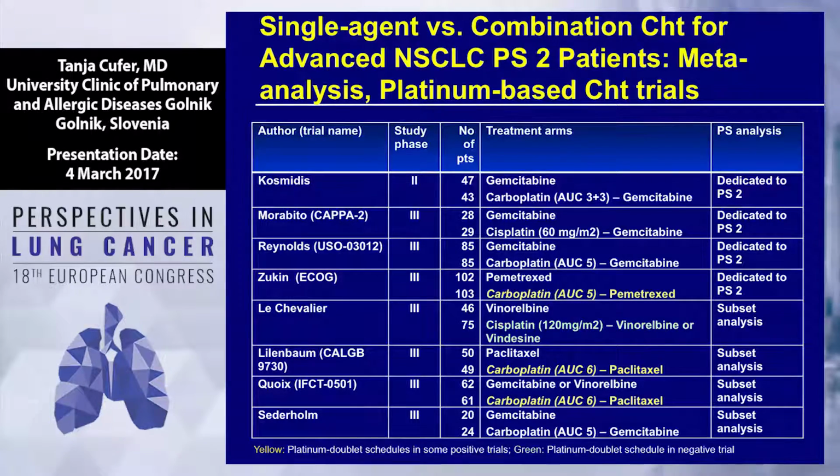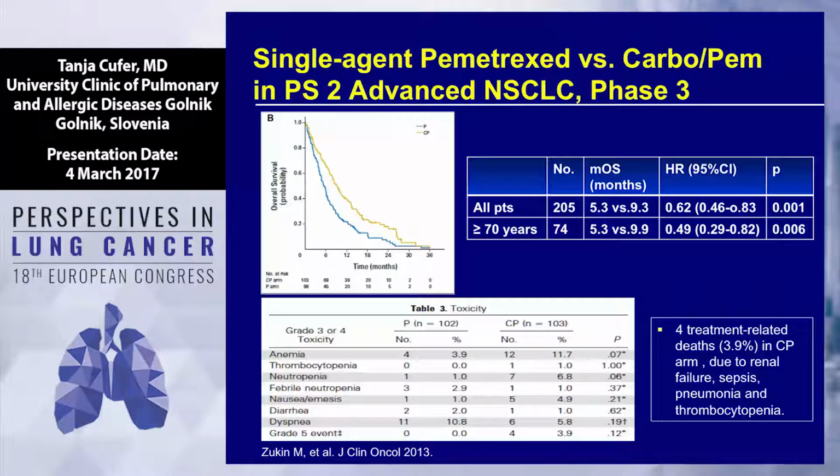So overall, in performance 2 status, we have data now that for some patients, we can use the carboplatin Paclitaxel or carboplatin Pemetrexed schema. If you look at these 2 particular trials, the first one using carbo-pem and the second one carbo-pacli, you can see that the benefit was substantial for the whole collective of performance 2 patients.